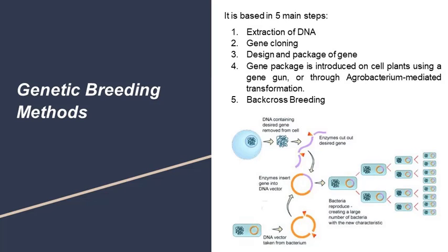Fourth, the gene package is introduced into plant cells by different transformation processes, such as biolistic transformation using a gene gun or through agrobacterium-mediated transformation. Fifth, known as backcross breeding, is the final step where the transgenic crop is crossed with a variety with important agronomic traits and selected to obtain high-quality plants.